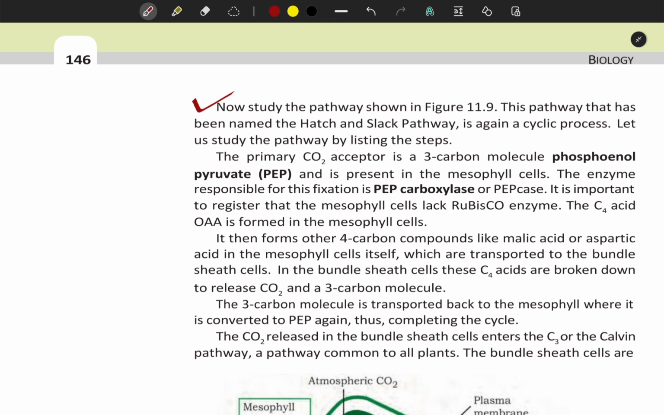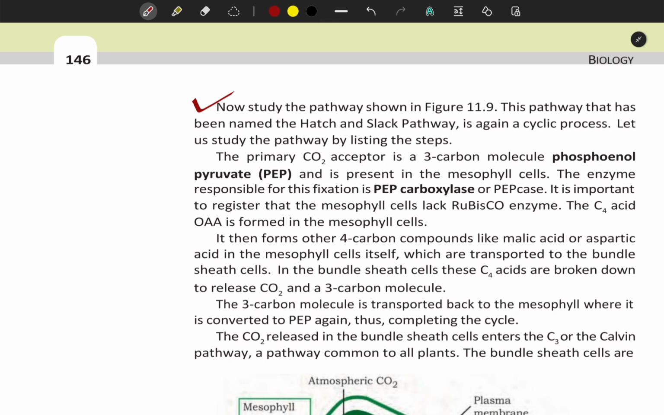The C4 acid OAA is formed in the mesophyll cells. It then forms other 4-carbon compounds like malic acid or aspartic acid in the mesophyll cells itself, which are transported to the bundle sheath cells. In the bundle sheath cells, these C4 acids are broken down to release CO2 and a 3-carbon molecule.